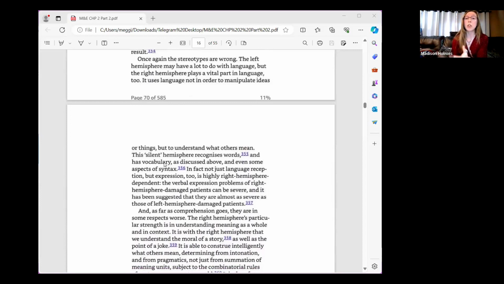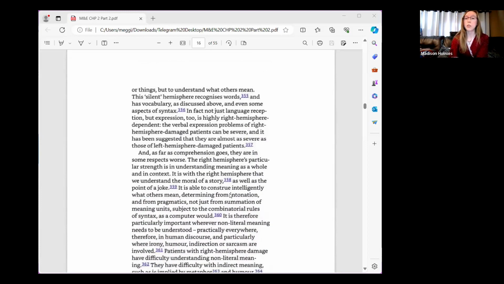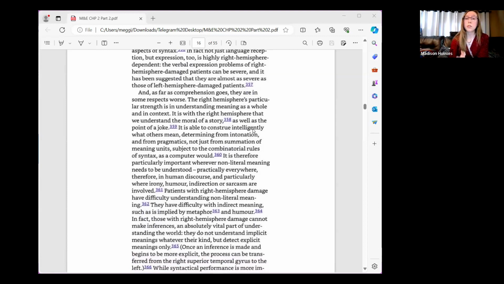The left hemisphere may have a lot to do with language, but the right hemisphere plays a vital part in language too. It uses language not in order to manipulate ideas or things, but to understand what others mean. This silent hemisphere recognizes words and has vocabulary, as discussed above, and even some aspects of syntax. In fact, not just language reception, but expression too, is highly right hemisphere dependent. The verbal expression problems of right hemisphere damaged patients can be severe, and it has been suggested that they are almost as severe as those of left hemisphere damaged patients.